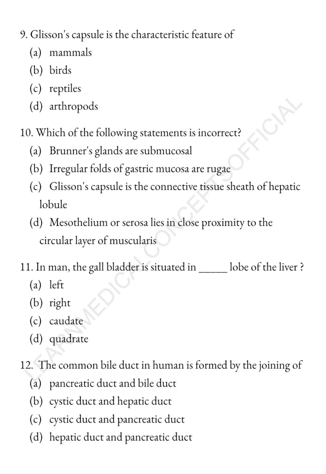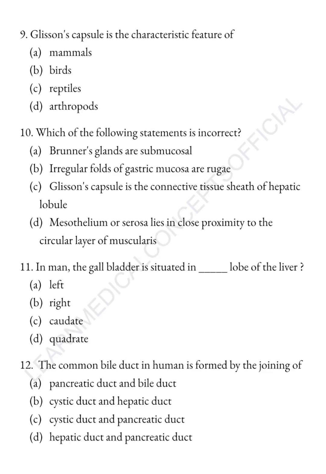And the correct option is D, since they're asking us to find out the incorrect statement. Serosa is the outermost layer of the alimentary canal, made up of a thin mesothelium that lies in close proximity to the longitudinal layer of the muscularis. But the statement says circular layer, while the correct thing is the longitudinal layer of the muscularis. 11th question. In man, the gallbladder is situated in dash lobe of the liver.